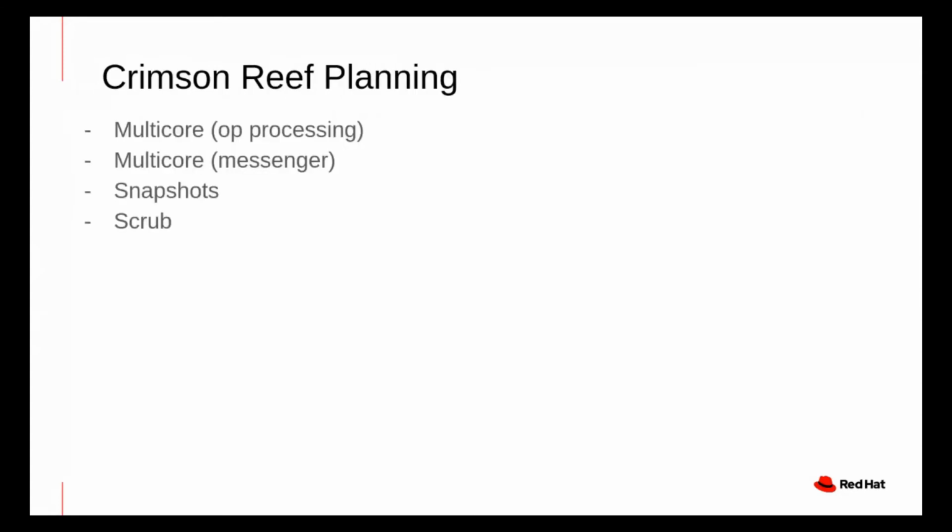So moving on to Reef, the biggest things I see in Reef for Crimson as a whole are multi-core, snapshots and scrub. Scrub is particularly important because we won't really be able to be confident in any other components without scrub working. Snapshots are a fairly core feature that Baton's going to be working on that should help us fill out the RBD use case. And multi-core is going to be critical for just being able to make use of modern hardware on a basic level. Single core was useful for a prototype, but that needs to be addressed for Reef.